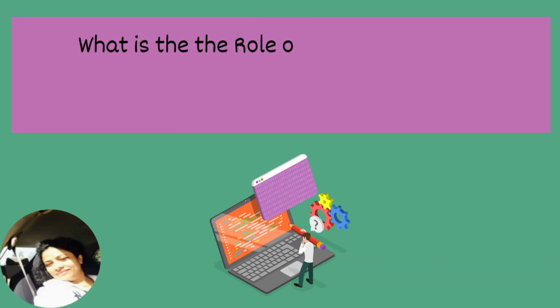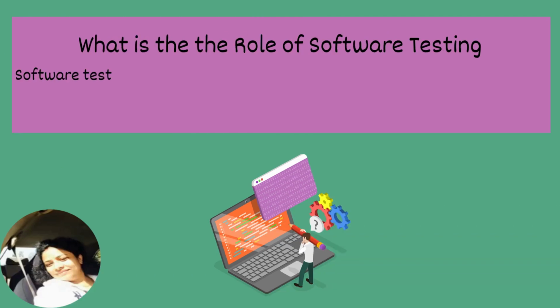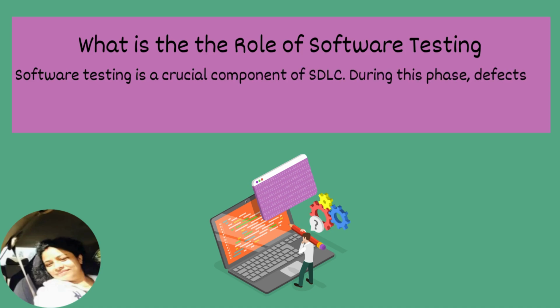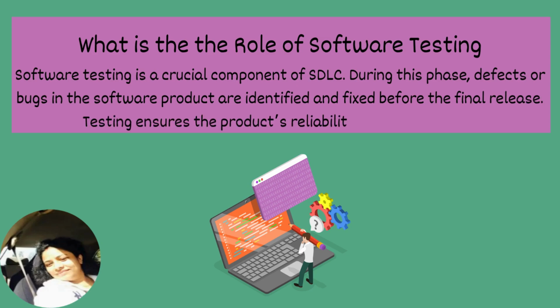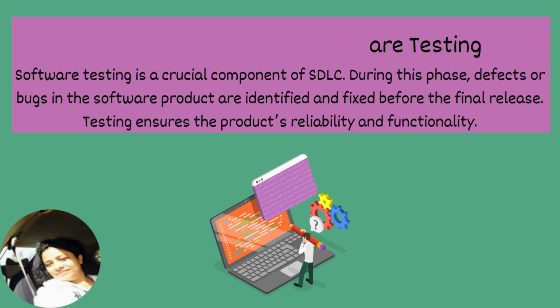What is the role of software testing? Software testing is a crucial component of SDLC. During this phase, defects or bugs in the software product are identified and fixed before the final release. Testing ensures the product's reliability and functionality.